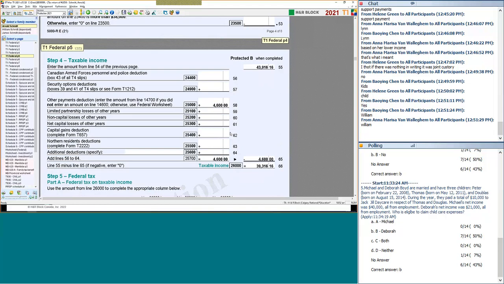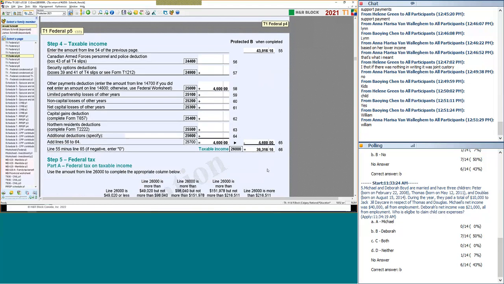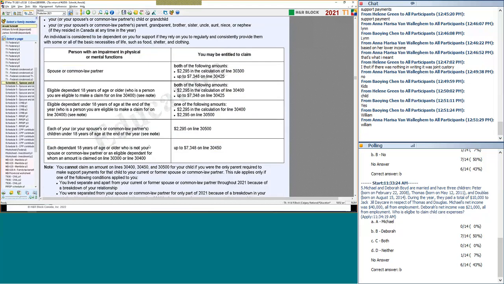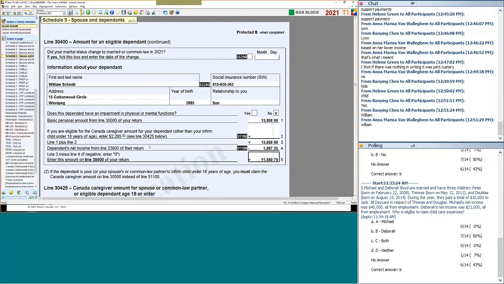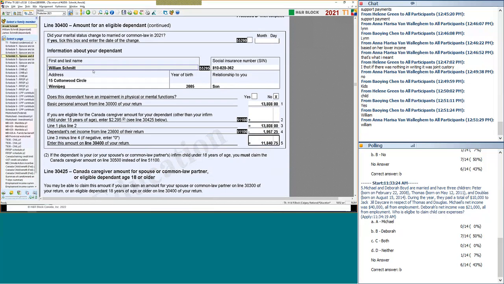Then we're going to take off the workers' comp. That gives us taxable income of 39,316. We're going to do a Schedule 5. Schedule 5 is going to be for William. So William's Schedule 5 is going to look like this. First and last name, William Schmidt. Relationship, still living in the home. Year of birth, relationship is son.